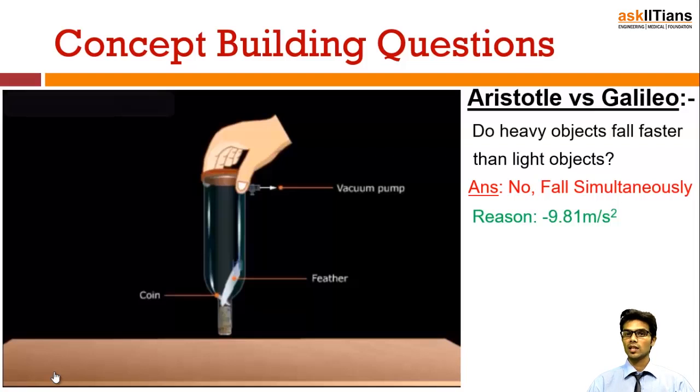Before that, Aristotle gave the theory that a heavier object falls faster than a lighter object, but Galileo explained that both objects, heavier or lighter, fall in the same time. It is independent of the mass and independent of the volume. It only depends upon the acceleration due to the gravity of the Earth, and it is constant for every heavier or lighter object.